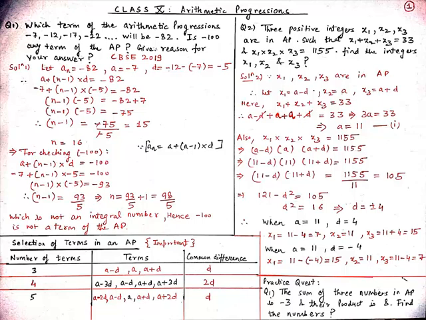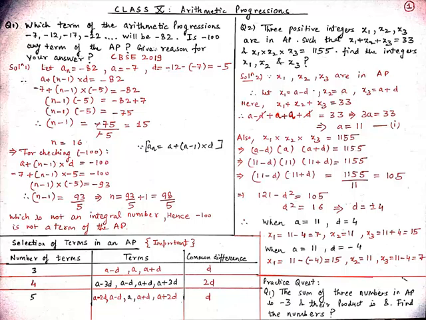So in our question, it is given that x1 plus x2 plus x3 is equal to 33. So from here, when you put the value of x1, x2 and x3, we get a minus d plus a plus a plus d. So from here, minus d and plus d will get cancelled out, and therefore 3a will be equal to 33. So from here, a is equal to 11.